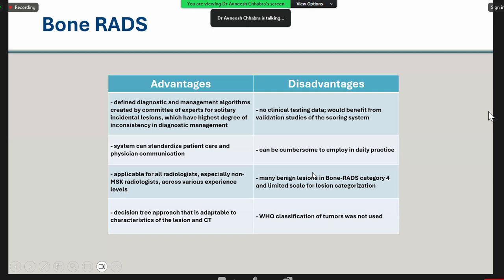And many benign lesions get into the Bone-RADS 4 category. So if you have, say, a giant cell tumor or something which doesn't have much sclerosis, they can get into that system. And they didn't use the WHO classification of tumors. So I don't know how many tumors fit in there.